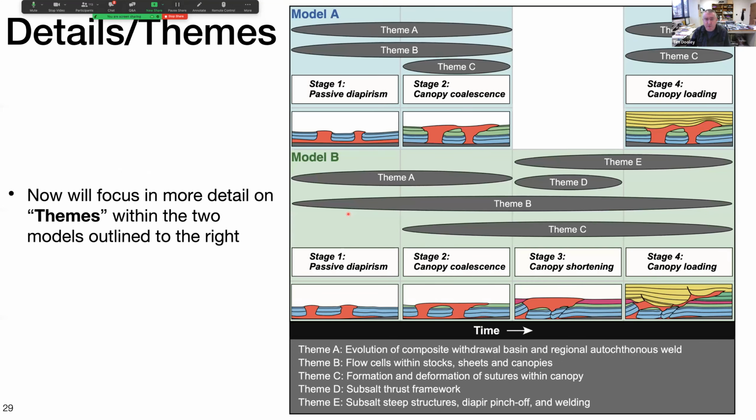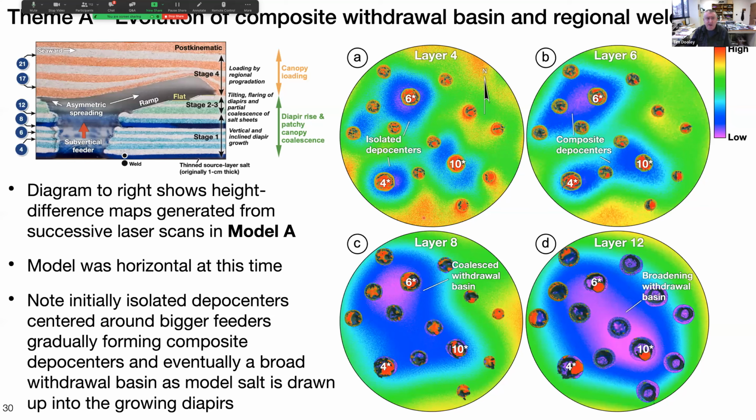Okay, so I want to just explore some details through this, and these are going to be themes A through E here. Some of them overlap through the entire physical model. Some, such as the subsalt thrust framework, we only see in our second model, and it's only during the shortening stage. But I'm just going to go through each of these.